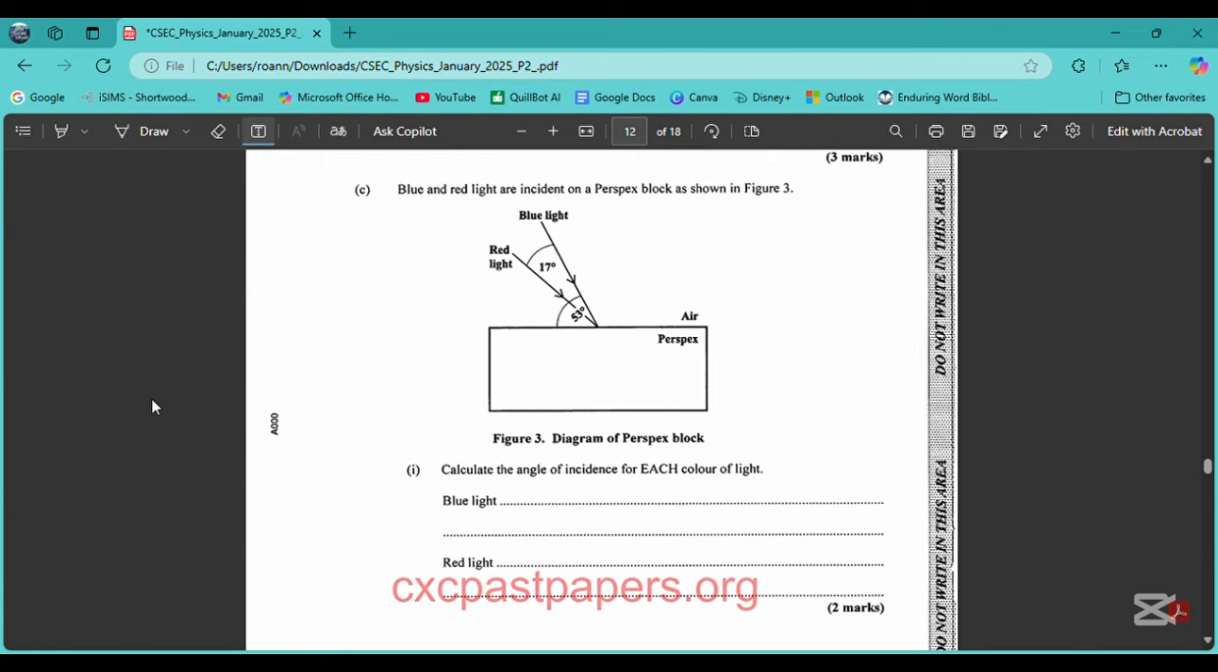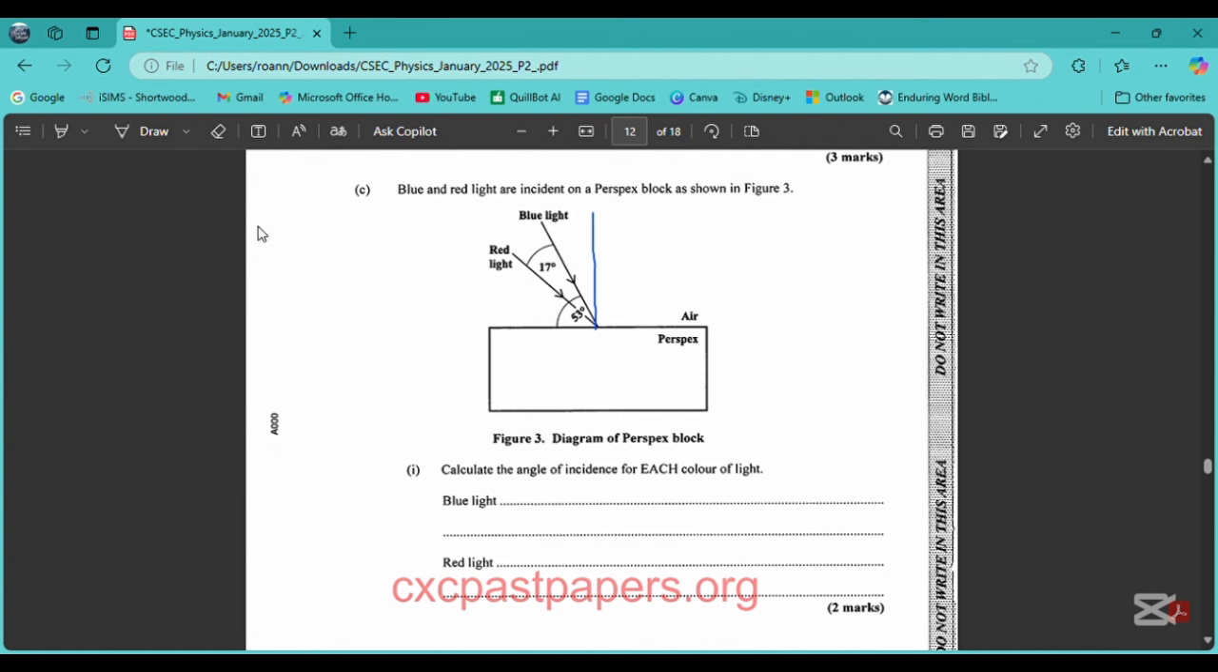And we move on to C. Blue and red light are incident on a perspex block as shown in figure 3. Calculate the angle of incidence for each color of light. So let's put in a normal. And as I would have stated earlier, when calculating the angle of incidence, we take it from the normal. So not from the medium, but from the normal.